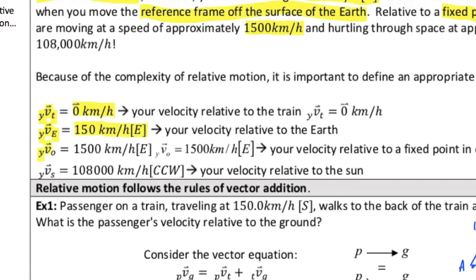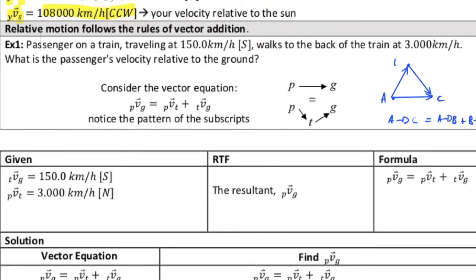Your velocity with respect to the orbit is 1,500 kilometers per hour east. Well, I guess I should have added the 150, but whatever. It's neither here nor there. And then your velocity with respect to the solar system is approximately 108,000 kilometers per hour, counterclockwise, depending on which perspective you're looking from. If you're looking from the top, above our North Pole, it's counterclockwise, or if you're looking the other way, it would be clockwise. It all depends on your perspective. And why do we consider the North Pole up and the South Pole down? Again, that's just arbitrary.